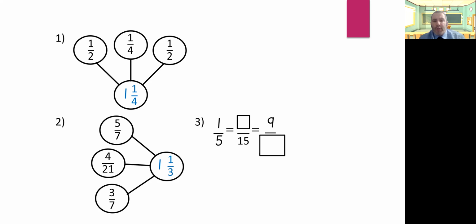Question 3, 1/5 equals something over 15, which equals 9 over something. So these are all equivalent fractions. They're all equal to each other. So to get from 5 to 15, I need to multiply by 3. So remembering whatever I do to the denominator, I need to do to the numerator. So 3 times 1 will give me 3. I have 3/15. The second part of this question, 1/5 equals 9 over something. Well, I've multiplied 1 by 9. So I need to do the same to my denominator. So 9 times 5 gives me 45.